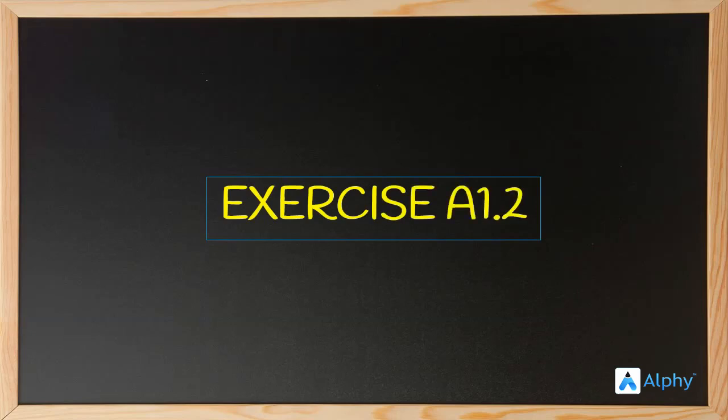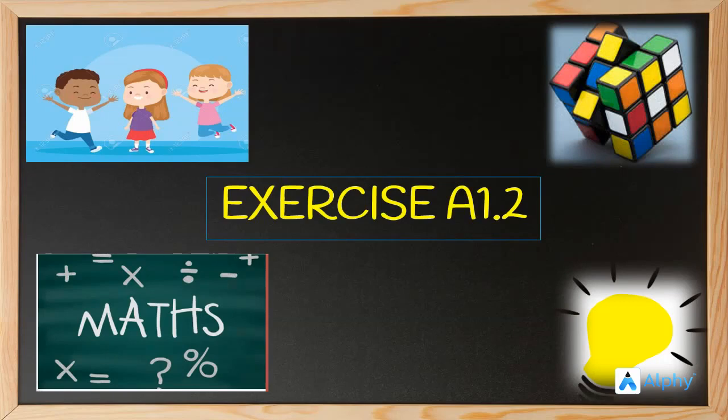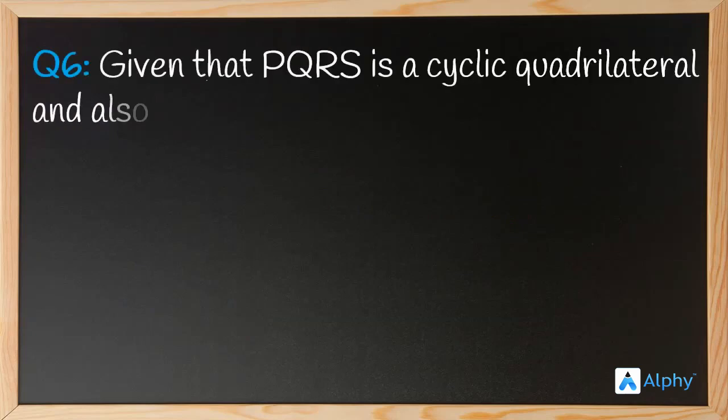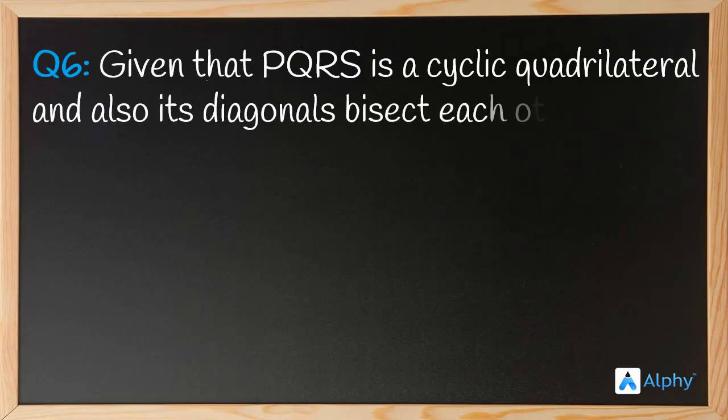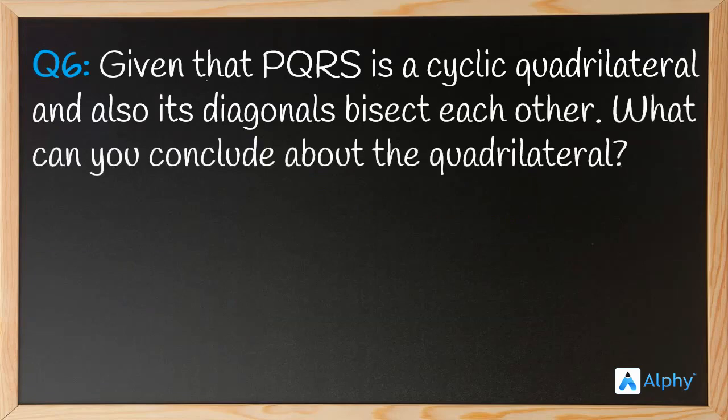Hello friends, today we will discuss a problem from exercise number A1.2 and we'll see how we can use some of our previously learned concepts in solving this problem. So let's take a look at the problem. Question number 6. Given that PQRS is a cyclic quadrilateral and also its diagonals bisect each other, what can you conclude about the quadrilateral? So we have been given that PQRS is a cyclic quadrilateral.